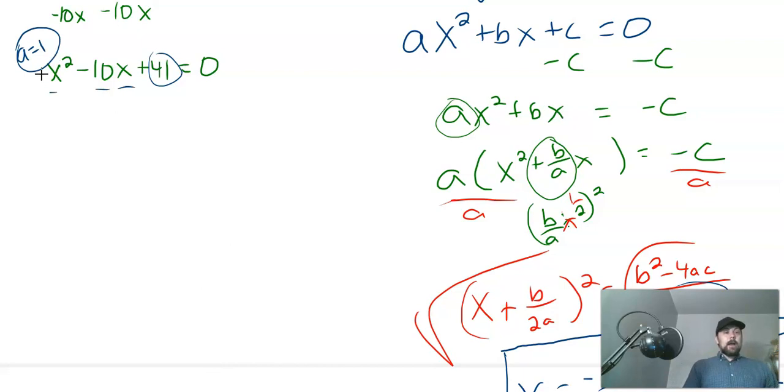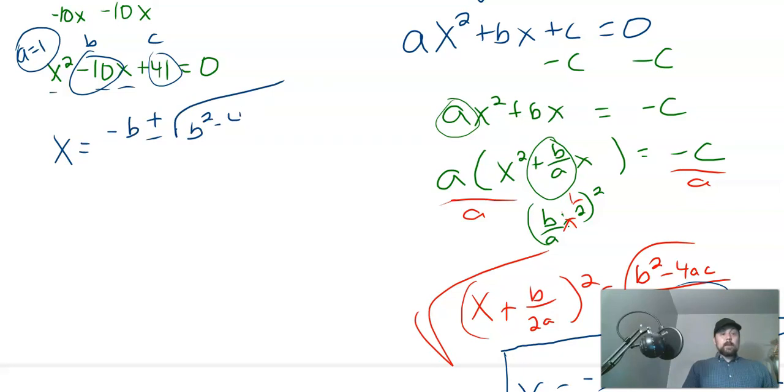All right, so here a is 1, as we already mentioned. B is -10. C is 41. We're going to plug those numbers into this formula that we just wrote on the screen. I'll write it again. And that is really my recommendation, to write it every time you're going to use it, because it'll help you remember it.